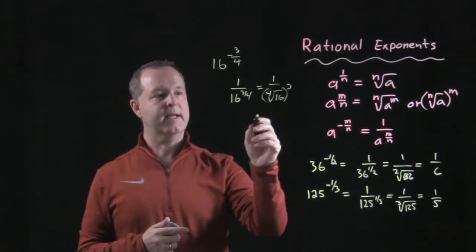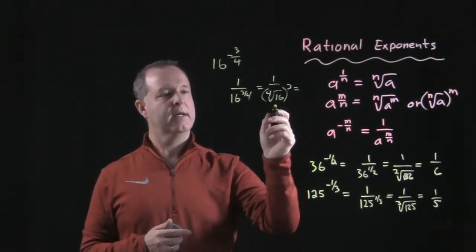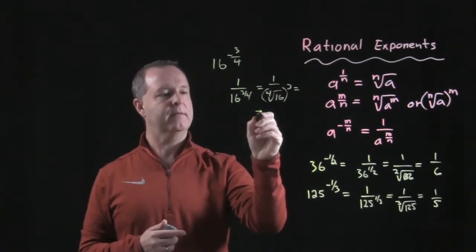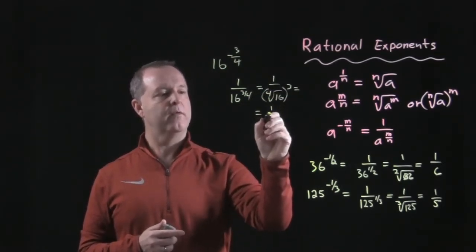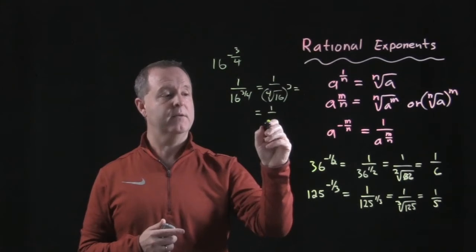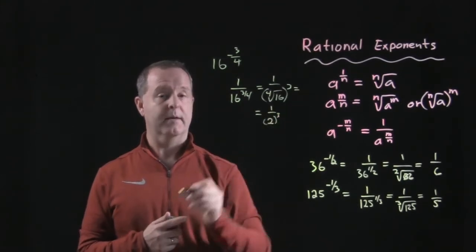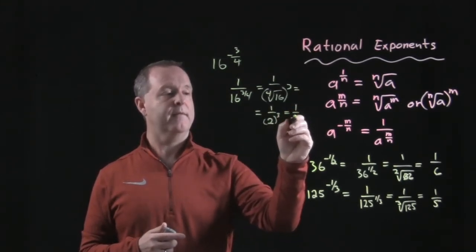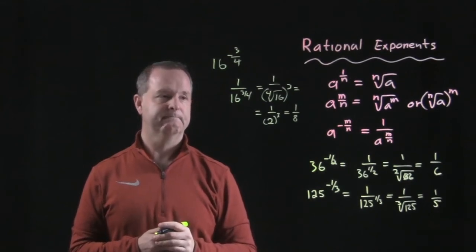The 4th root of 16, I'm going to run out of room here, folks. Let's just put it down here. That's 1 over the 4th root of 16, which is a 2. And I'm going to cube that, and then I'm left with 1/8.